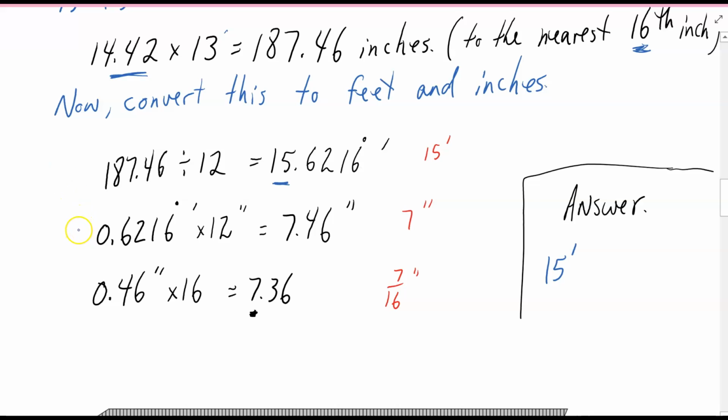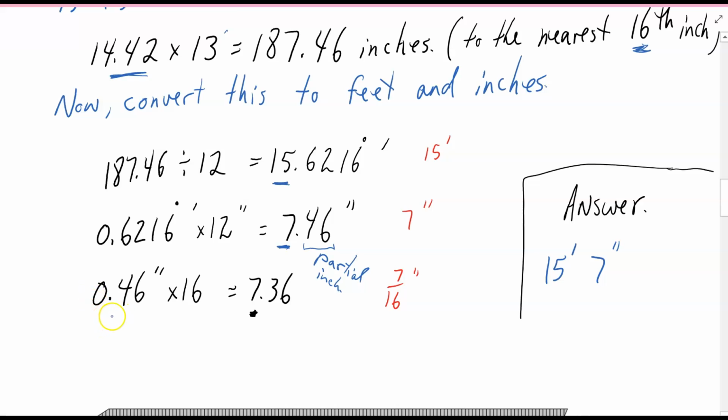So if we take our 0.6216 feet and multiply by 12, we will get it into inches, which is 7.46 inches. We take the 7, the whole number, that is the whole number of inches, 7 inches. And now the 0.46 is a partial inch. Well, we want to know, is it 1/16, 2/16, 3/16, and so on.